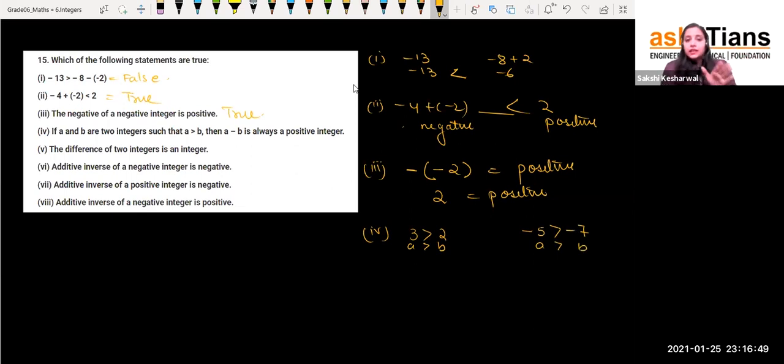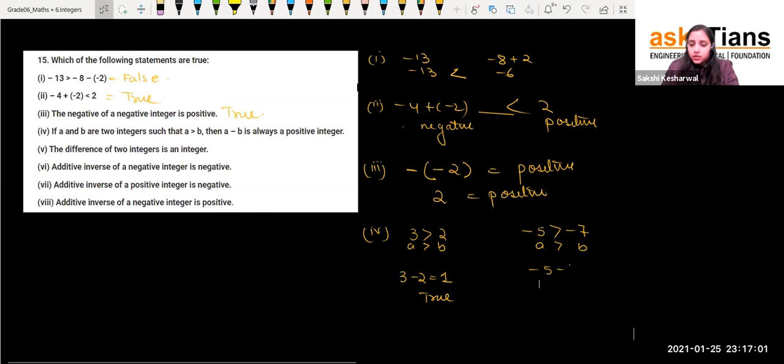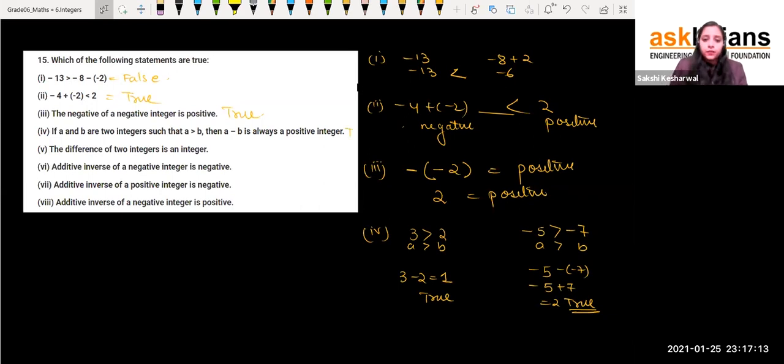So it says that A minus B is always positive. A minus B means 3 minus 2 is equal to 1. True, it's true. Now if I say minus 5 minus of minus 7, this is equal to minus 5 plus 7, which is 2, positive. This is true. So the greater number minus the smaller number is always positive. Now coming to the fifth part.